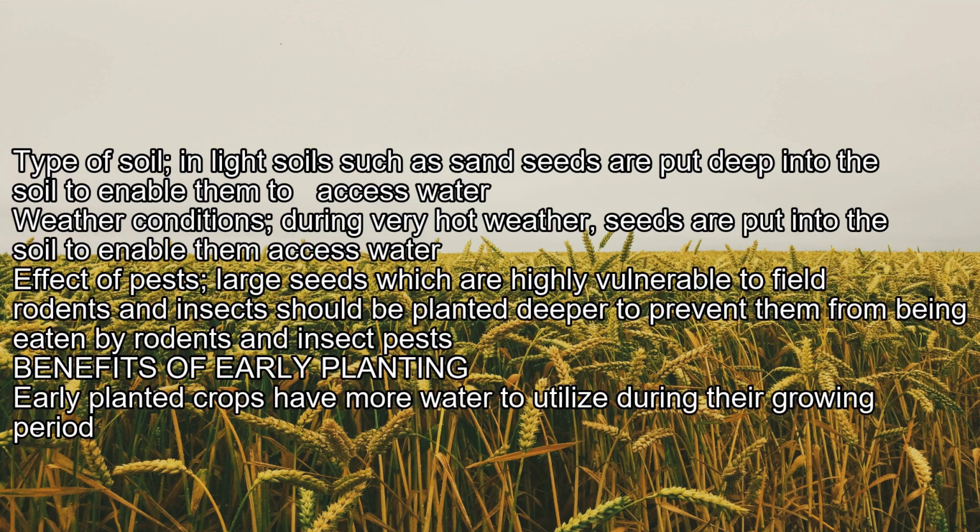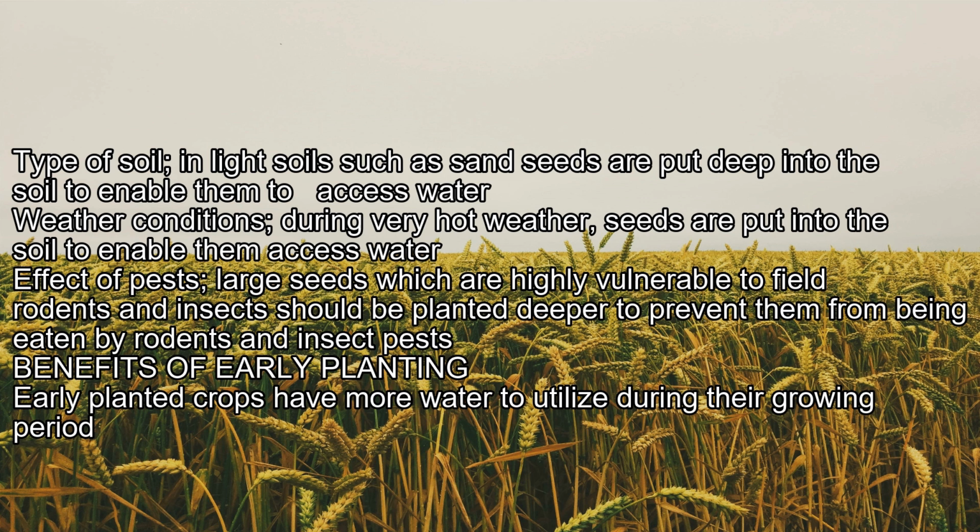Type of soil. In light soil such as sand, seeds are put deep into the soil to enable them to access water. Weather conditions. During very hot weather, seeds are put deep into the soil to enable them to access water. Active pests. Large seeds which are highly vulnerable to field rodents and insects should be planted deeper to prevent them from being eaten by rodents and insect pests.